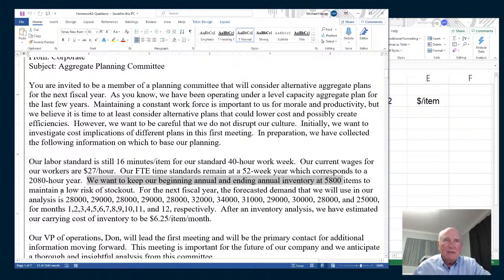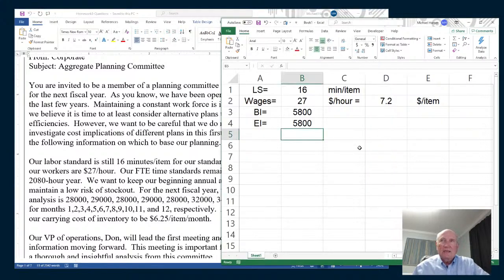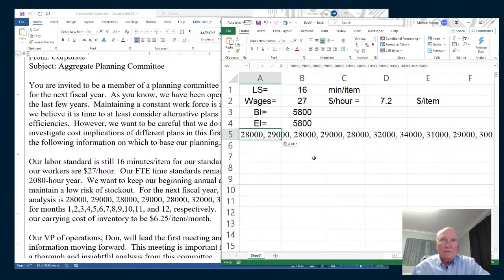Let's see, to maintain a low risk of stockout, for the next fiscal year, the forecasted demand that we'll use in our analysis is this. This is going to be important. Let me take this, Control C, and put it right here. We're going to have to use this.